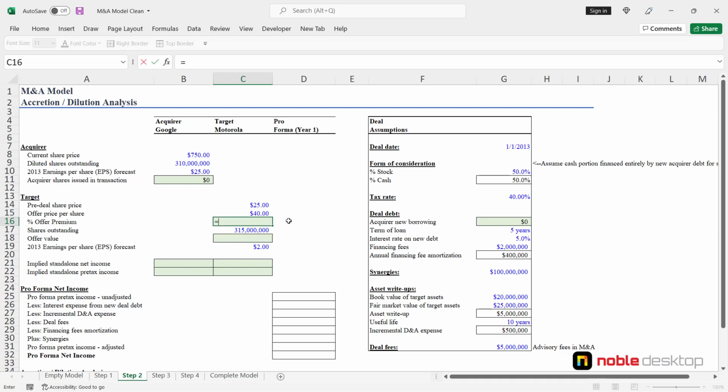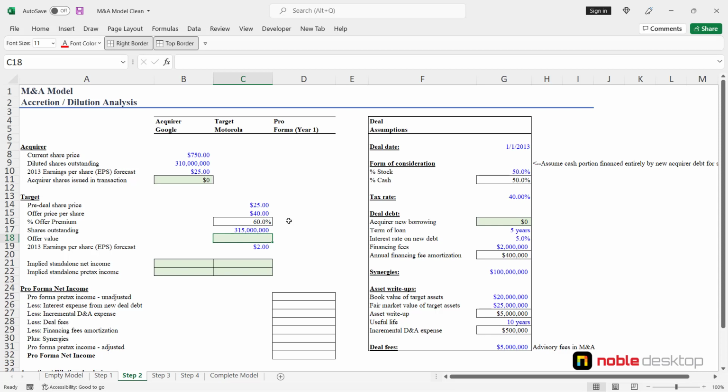To calculate the premium, I'm going to take my offer price per share, which is $40, divide by the pre-deal share price of Motorola, and minus one, and I get to 60% of offer premium. Usually it would be around 40% overall on the markets, and in the US it's usually higher. So 60% can easily be a real amount of offer premium for an M&A transaction, especially if the market is hot and especially in an industry which is growing fast. So perfect, let's go ahead and calculate offer value right now.